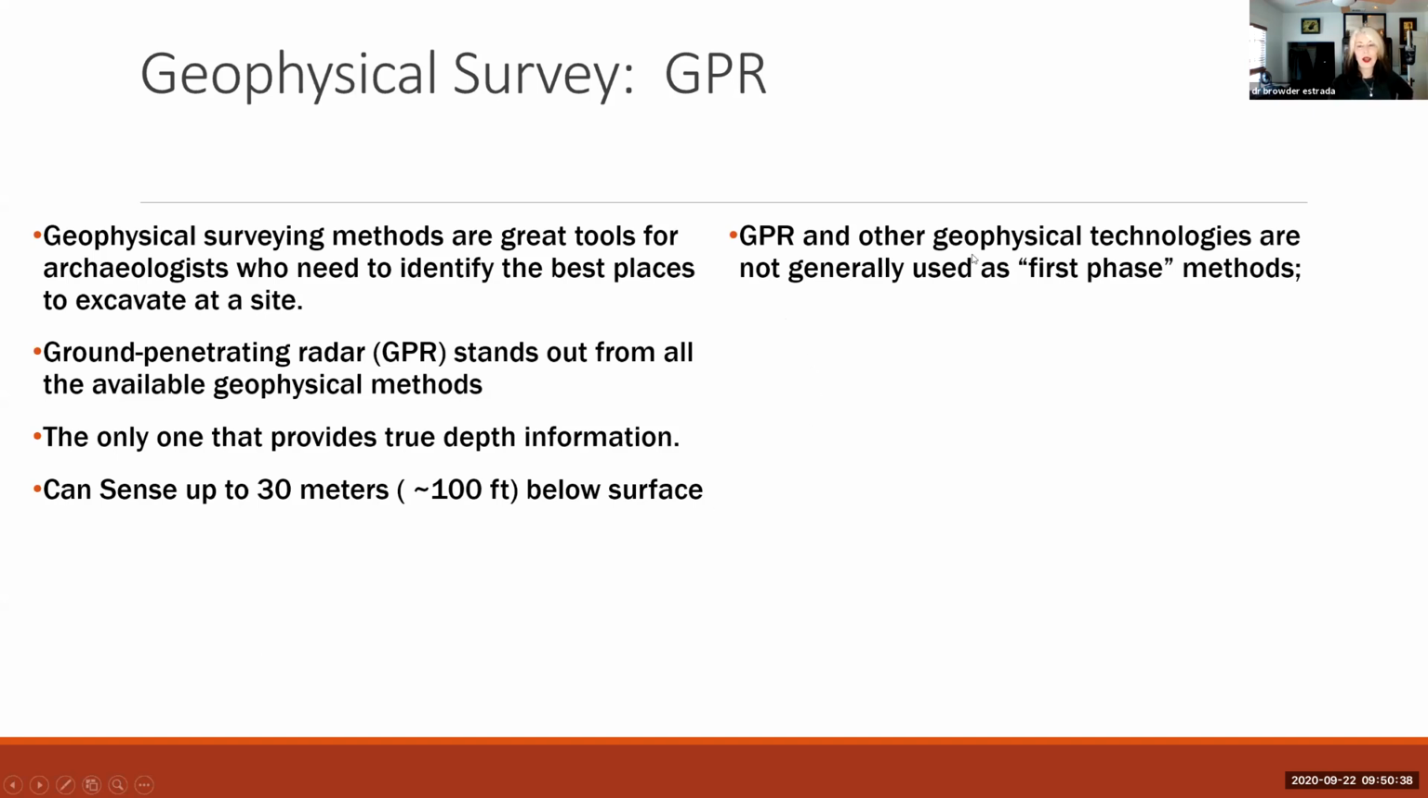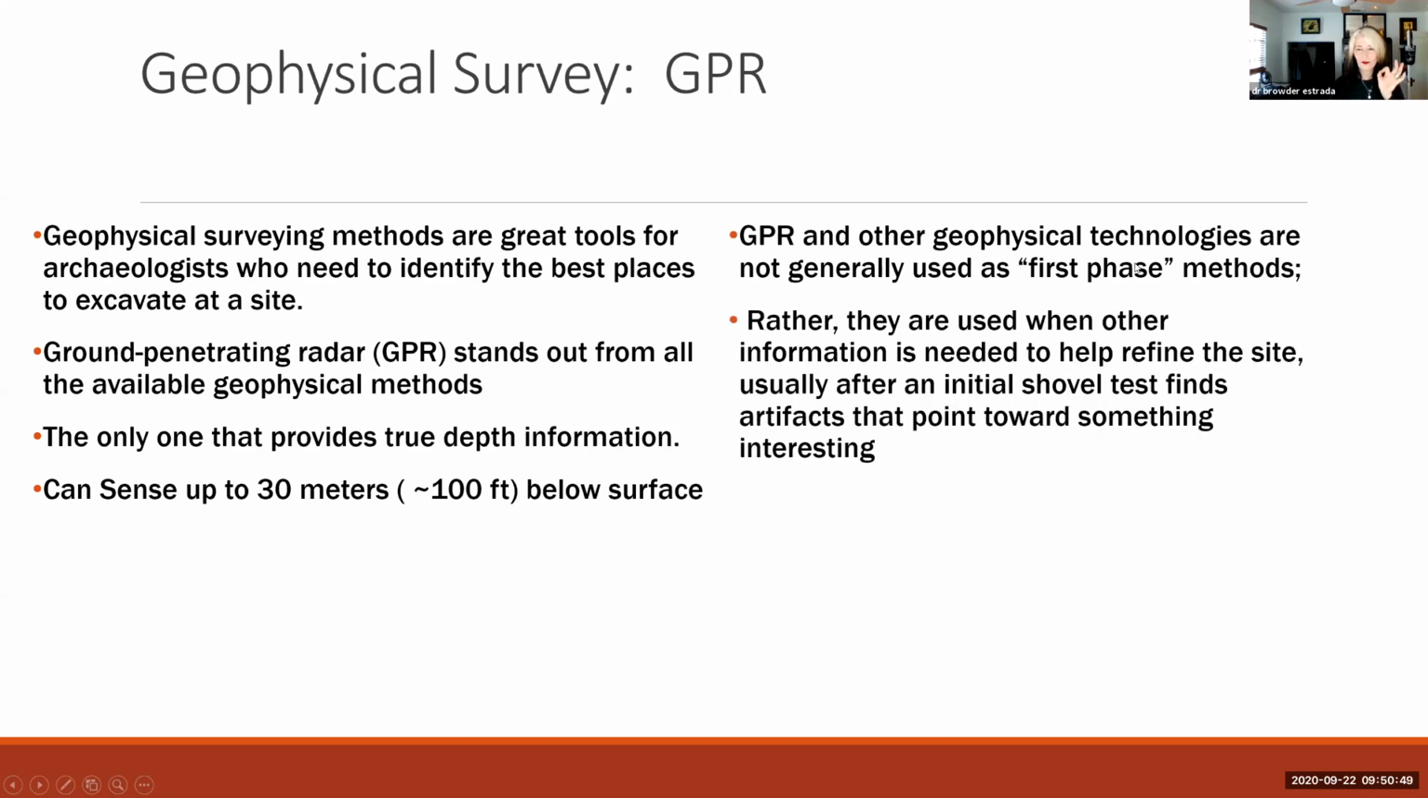So GPR and the other geophysical technologies are not usually used as our first phase of doing things. The equipment can be pricey, and running it and so forth. So first phase stuff is field walking, that surface survey that we talked about, where people are just walking over the surface, looking to see, can you see anything there, and then coming back along. In geophysical survey, once you have an area that you are interested in where there seems to be something going on, usually that's when they'll either rent or access this particular type of equipment and the people that can use it.